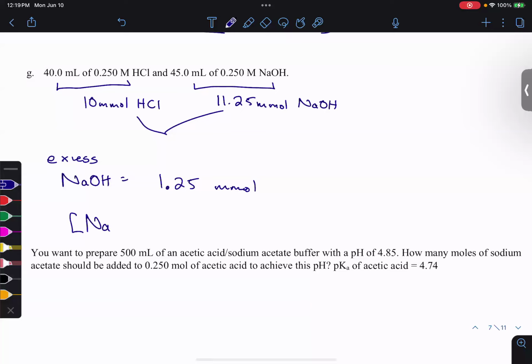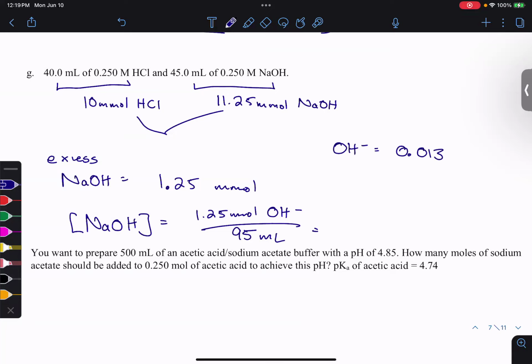So the concentration after this neutralization is 1.25 millimoles of the hydroxide over the total volume of the entire mixture, so 95 milliliters. So 1.25 divided by 95. The hydroxide concentration here is 0.0132 molarity. And so if you negative log that, you get pOH. So negative log that number, I get 1.88. So then to get the pH, subtract from 14, and you get 12.12.